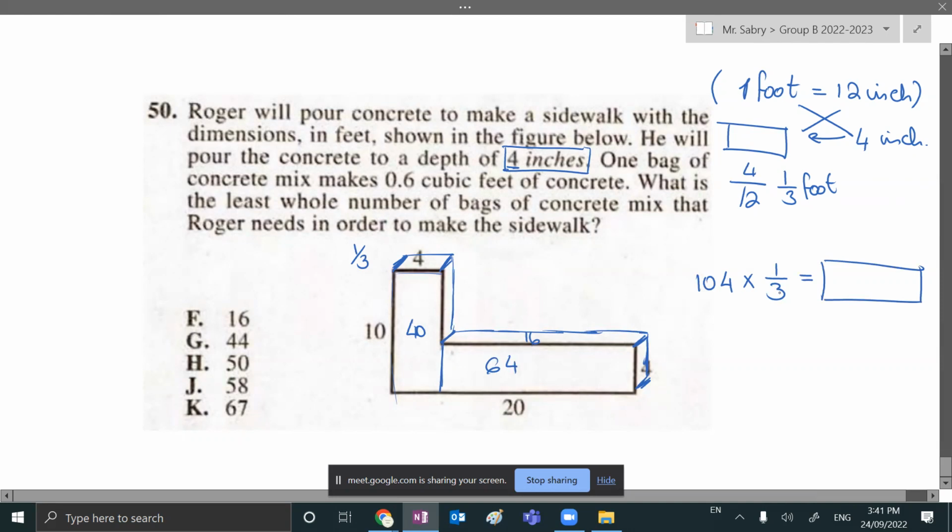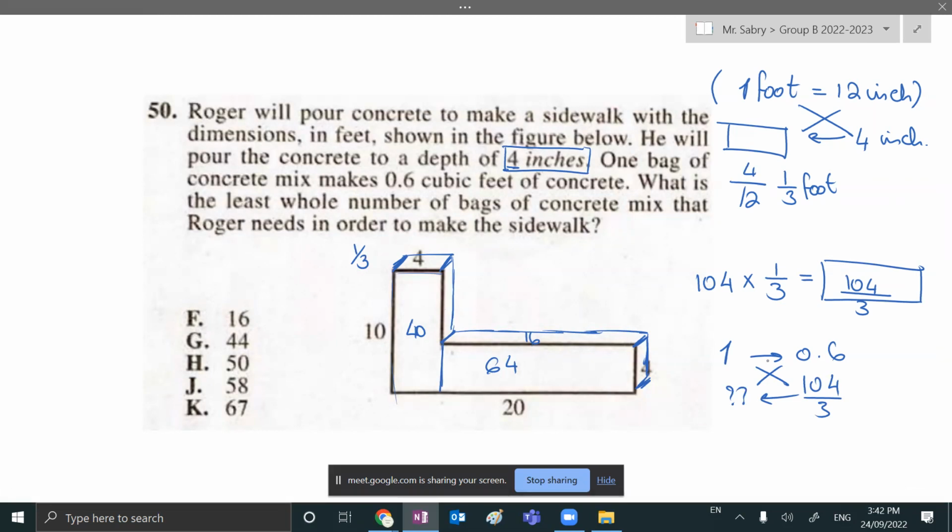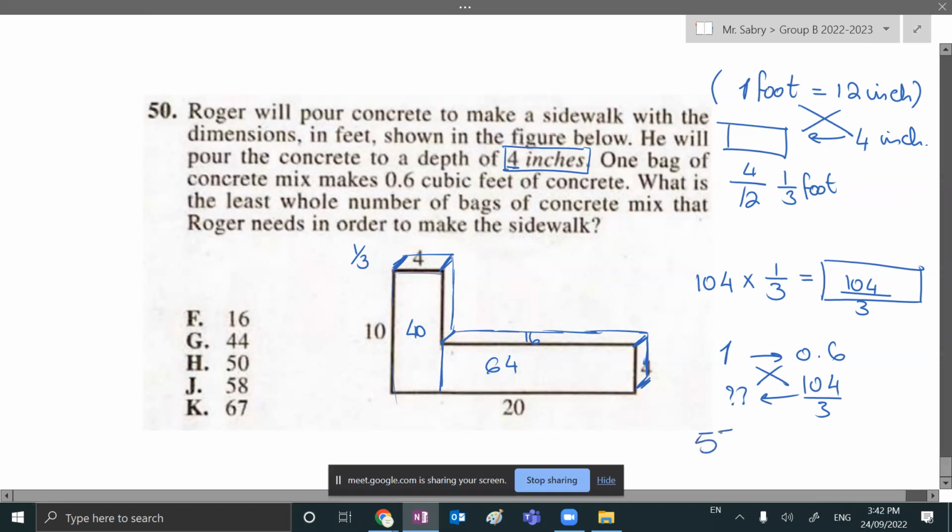So the volume of the shape is 104/3. Now I'll take 0.6 cubic feet of concrete. That's the one bag. And one bag will cover 0.6. So the 104/3 will take how many bags? And I'll cross multiply. So I'll do 104/3 divided by 0.6. That's 57.7 bags, which is then 58 bags total.